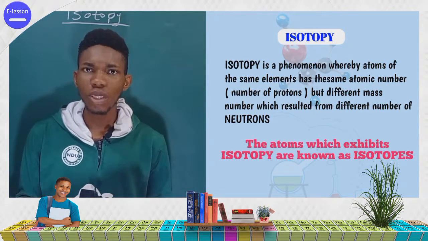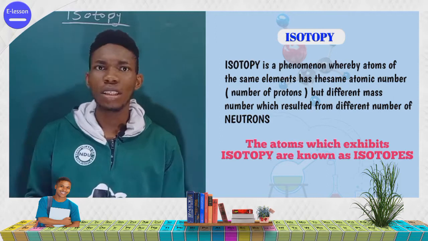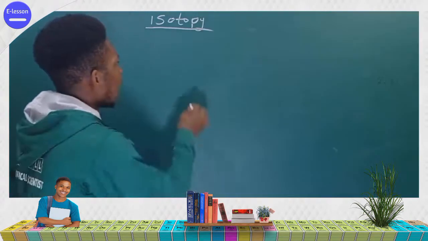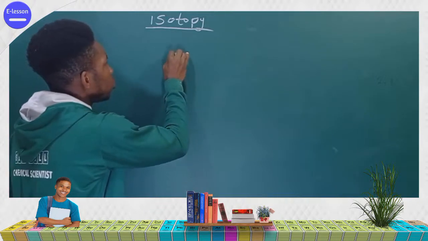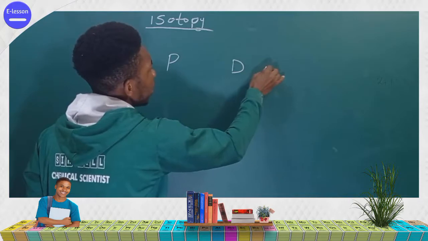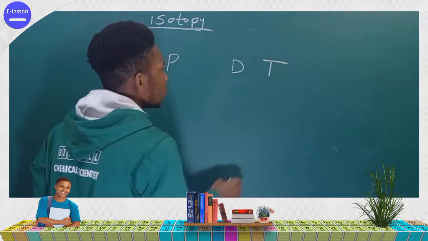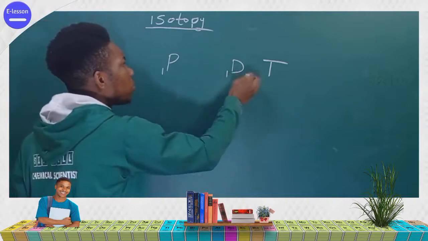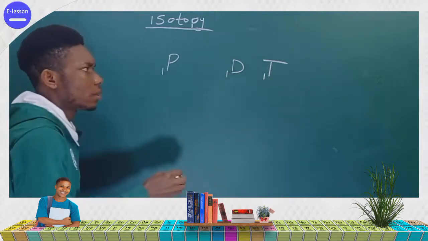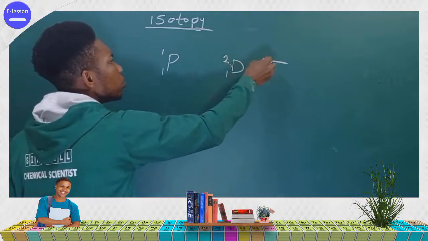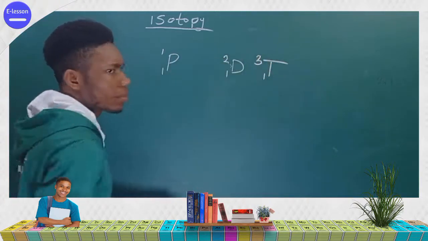Isotopes. For instance, the normal hydrogen has three isotopes, which are protium, deuterium, and tritium. All have atomic number of 1, but the mass numbers are 1, 2, and 3.